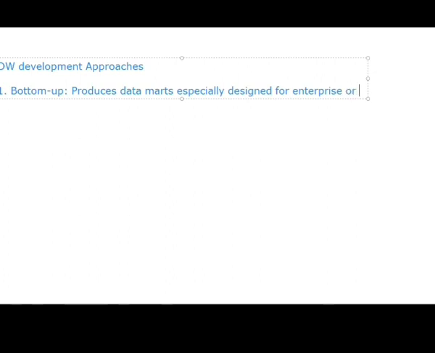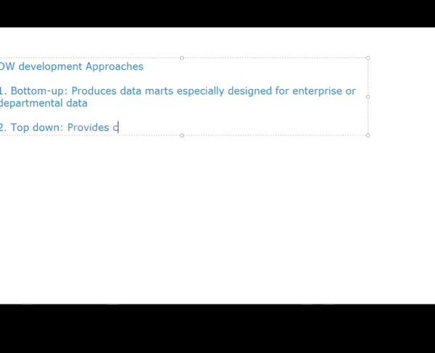The second development approach is the top down approach. The top down approach is to make a comprehensive data warehouse that covers all the reporting needs of an enterprise. It provides consistency but takes more time and resources.